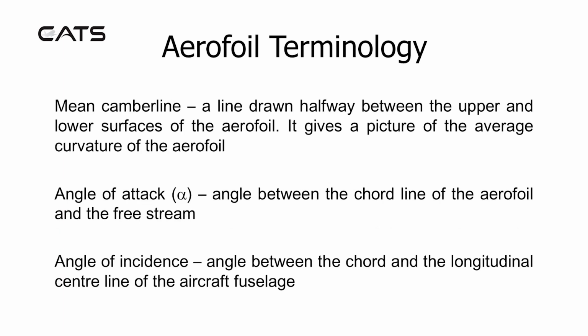Mean camber line is a line drawn halfway between the upper and lower surfaces of the aerofoil. It gives a picture of the average curvature of the aerofoil. Angle of attack alpha is the angle between the chord line of the aerofoil and the free stream airflow. Angle of incidence. This is the angle between the chord and the longitudinal centre line of the aircraft fuselage.